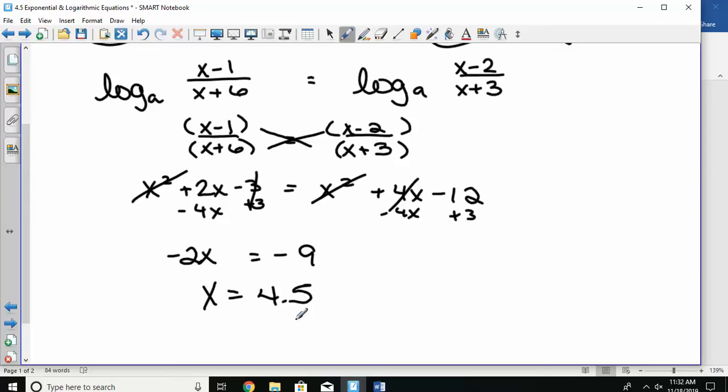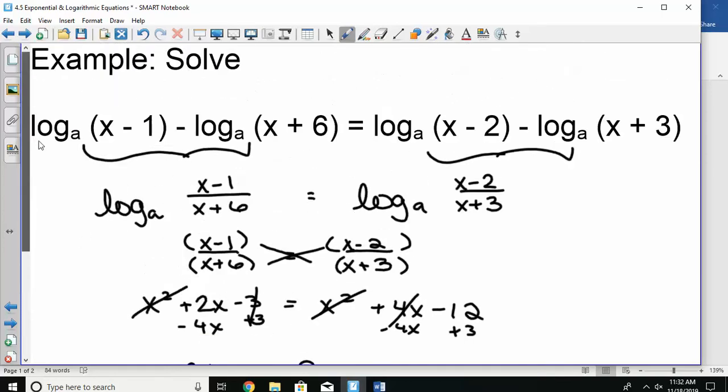Check it. Go back to the original. 4.5 minus 1 is positive. 4.5 plus 6 is fine. 4.5 minus 2 plus 3, all of those are okay. So it works.